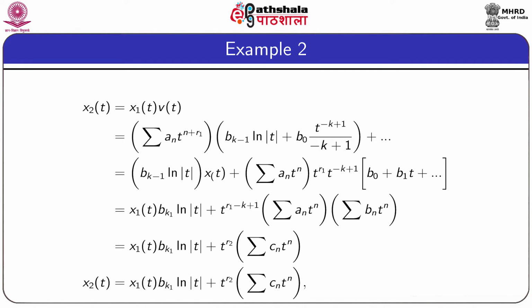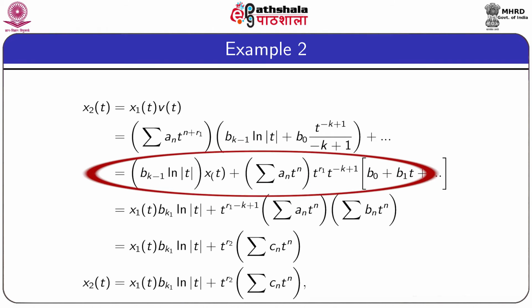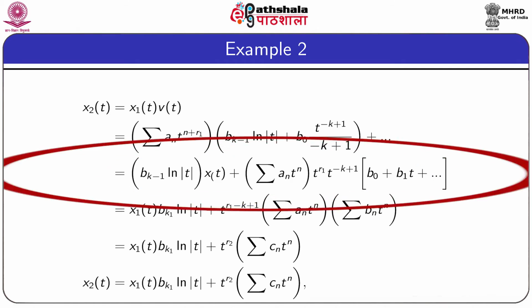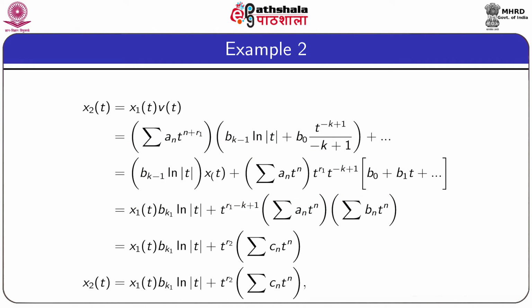Therefore, x2(t) is equal to x1(t) into v(t), which is equal to summation n equal to 0 to infinity a_n t^n plus r1 into b_{k-1} log|t| to the base e plus b0 t^(-k+1) divided by (-k+1) plus dot dot dot, which is equal to b_{k-1} log of |t| into x1(t) plus summation n equal to 0 to infinity a_n t^n into t^r1 into t^(-k+1) multiplied by (b0 + b1 t + dot dot dot).